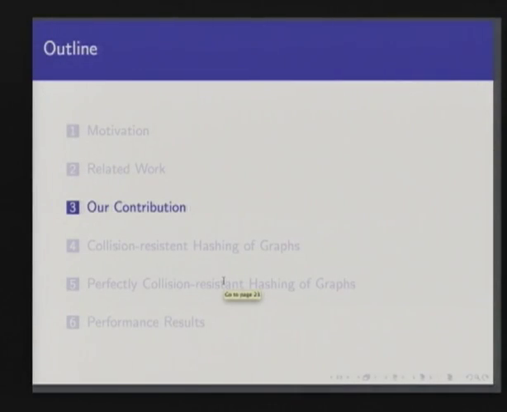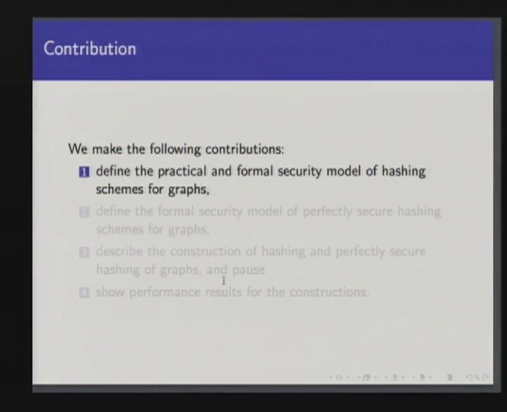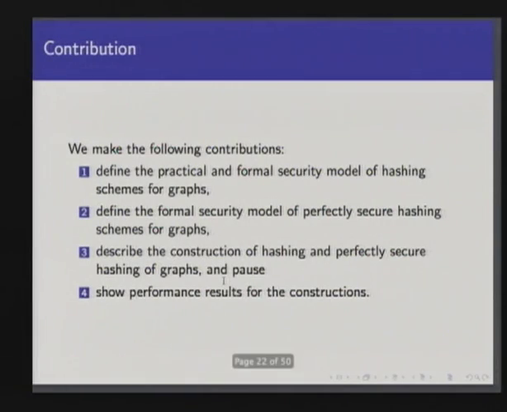What are the main contributions we made in this work? We define a practical and formal security model for hashing schemes for graphs. We define the formal security model of a perfectly secure hashing scheme for graphs. I will elaborate on what it means for a hashing scheme to be perfectly secure. We describe the construction of hashing and perfectly secure hashing schemes for graphs, and at the end, we show the performance results for the construction. Here I want to mention that these are the first schemes proposed to address directed graphs, both with cycles and without cycles, to compute hash values of these kinds of graphs.